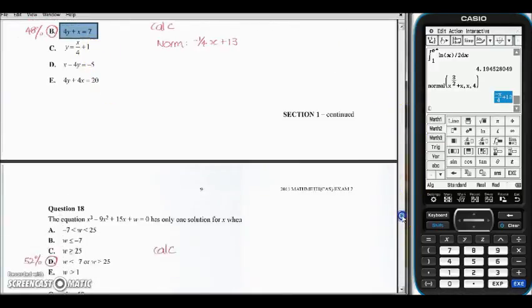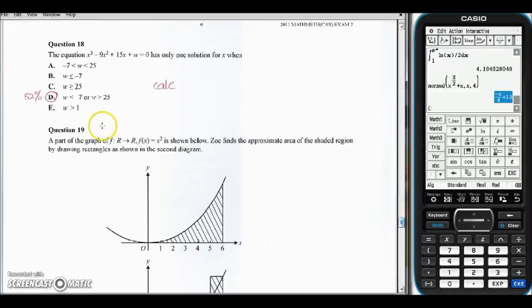Okay, so nearly there. Question 18. This is a pretty tricky one. The equation x cubed minus 9x squared plus 15x plus w equals 0 has only one solution for x. So that's asking you, if we set something equal to 0, we're finding the x-intercepts, aren't we? So what I'm going to do is graph this, and we'll see why in a minute. x cubed minus 9x squared plus 15x. So I'm going to graph that.